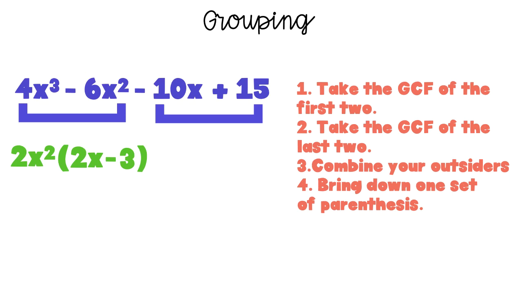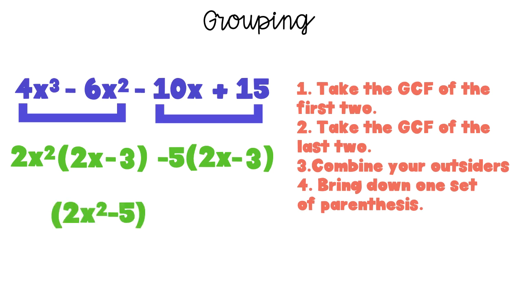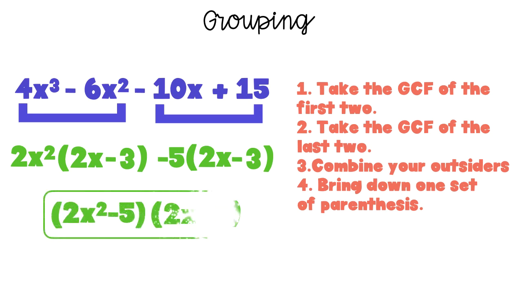Now I'm going to look at the last two terms. I'm going to take a GCF out of negative 5. I'm left with 2x minus 3. Again, my parentheses match, so I know I'm doing it right. I'm going to combine my outsiders. I'm going to bring down one set of parentheses. This is my final answer.